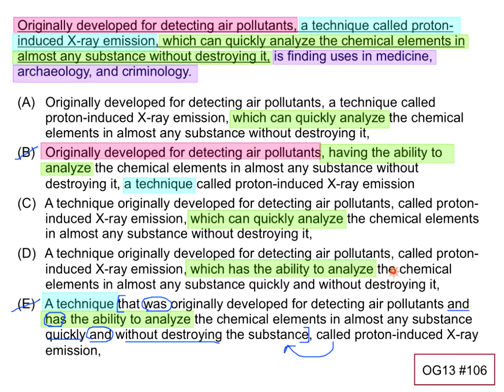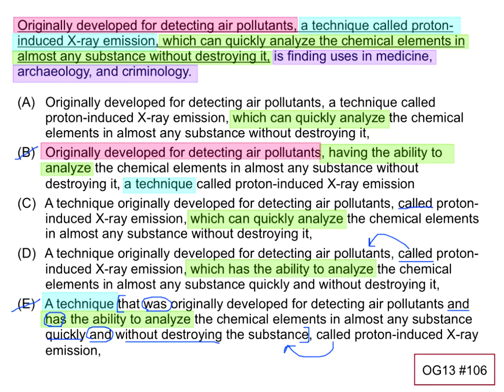Check it out. If we look at D, we've got called right after air pollutants. And again, if you never read this thing up here that told you the technique is proton-induced X-ray emission, you would read this and you'd go, wait, so the air pollutants are, or is it the technique? I'm not sure. Because something that says called, you're giving it a name, should pretty much be placed next to whatever is actually called. And this one's not. And guess what?